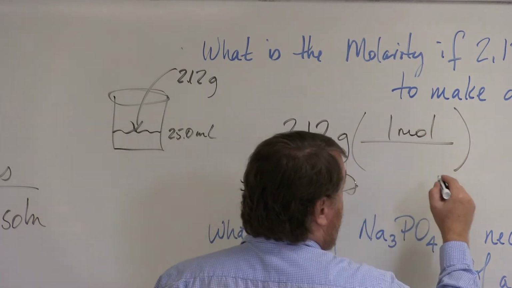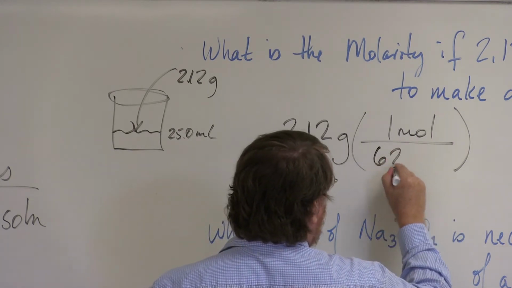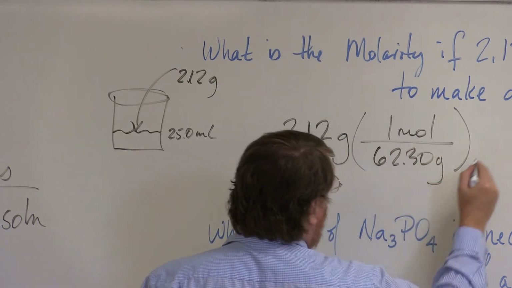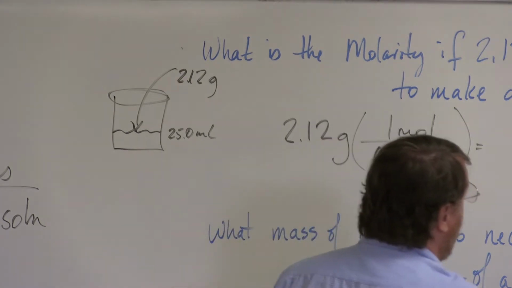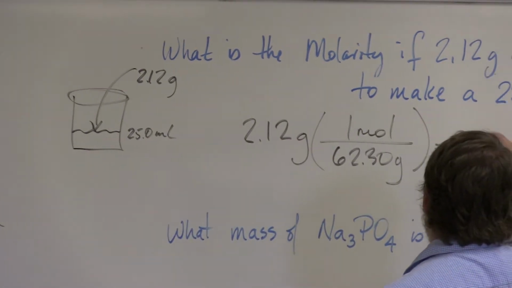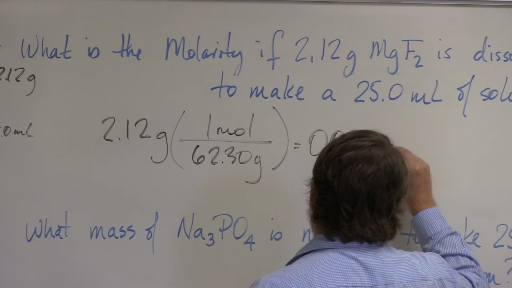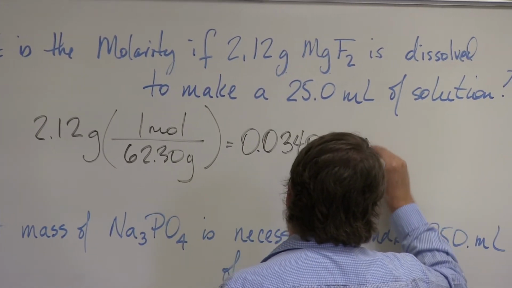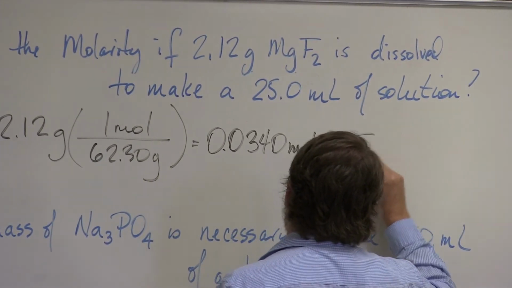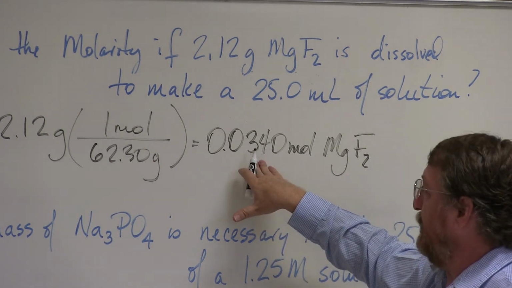Every mole of magnesium fluoride will weigh 62.30 grams. Calculate that, and we've got 0.0340 moles of magnesium fluoride. So that's our moles of magnesium fluoride.